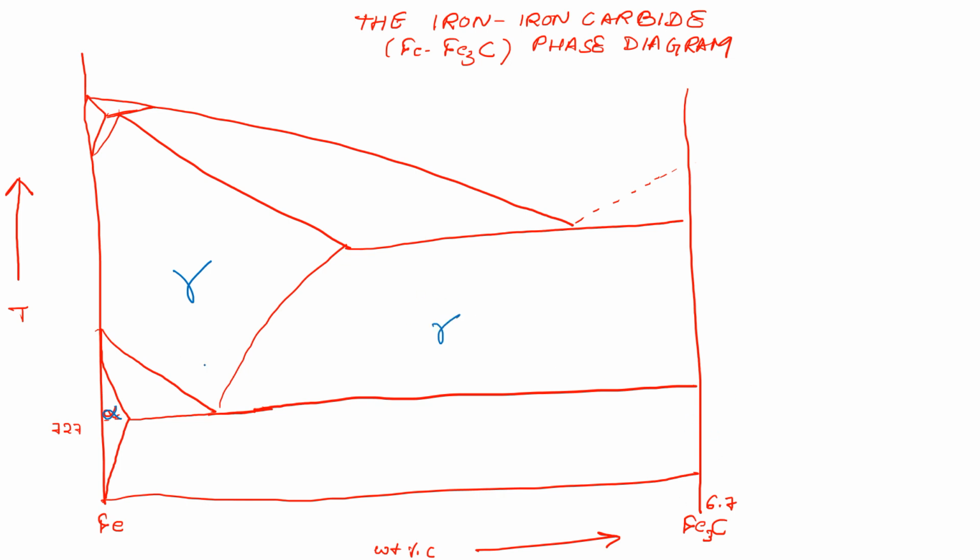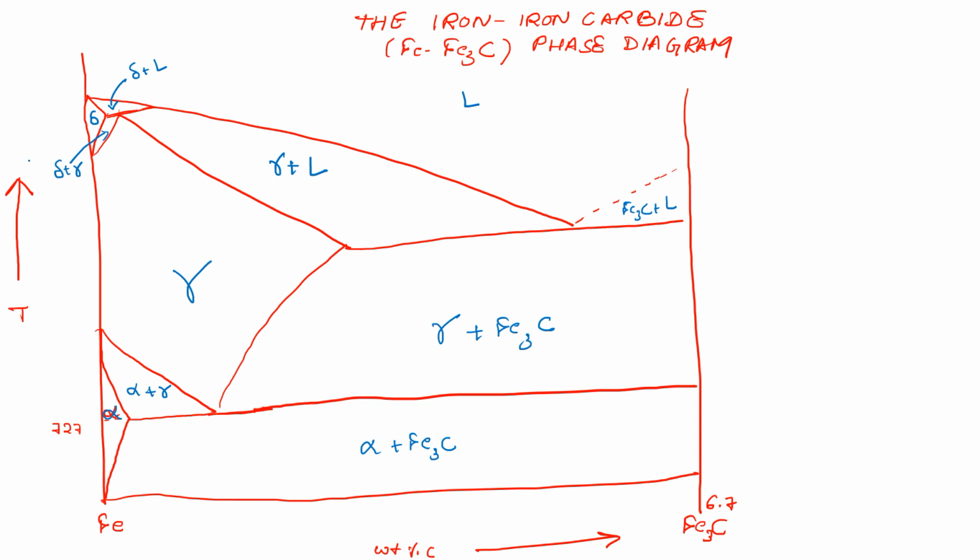This phase field will be gamma plus Fe3C. This will be alpha plus gamma. This will be between alpha plus Fe3C. This here is liquid, and by the way, this is the delta phase, the high temperature phase of iron, and this here will be delta plus liquid, and here we have delta plus gamma phases, and this has gamma plus liquid phase. Correspondingly we have Fe3C plus liquid somewhere here.